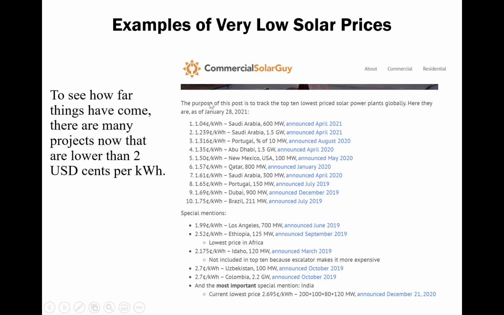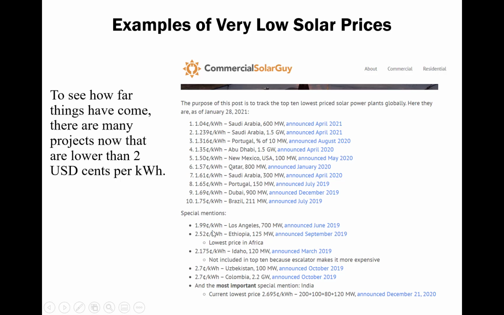Well, maybe not to today, but as of January 2021, we get 1.104 cents, 1.239 cents. And that you might say, that's just in the desert. But in Portugal, you get 1.3 cents. New Mexico in the U.S., that might be subsidized a little, 1.5 cents.